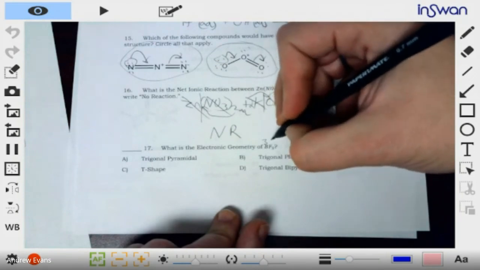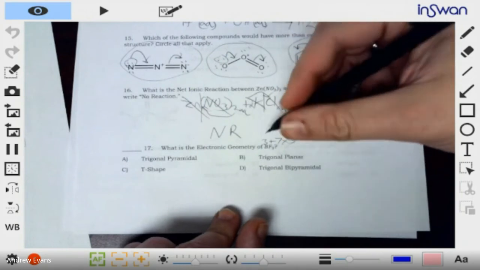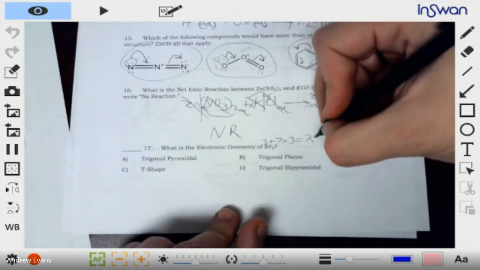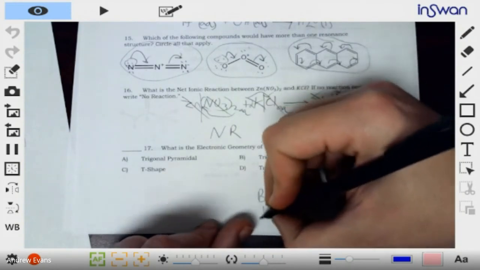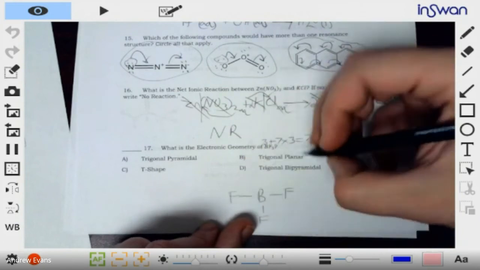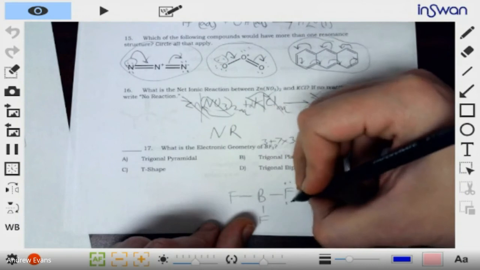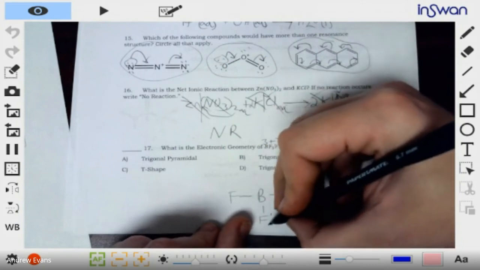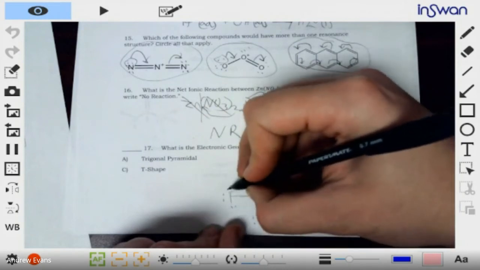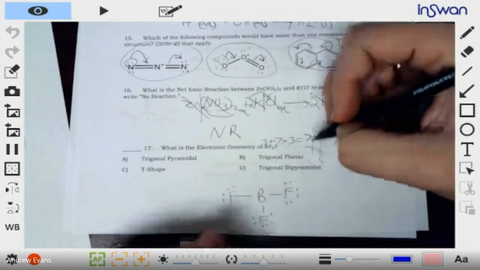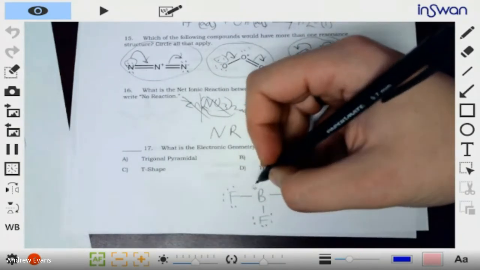What is the electronic geometry of BF3? Boron is 3, group 3. Fluorine is 7. 7 times 3 is 21. We have 24 electrons. B, we put in the center. F, F, F, that's 6. We're down to 18. 2, 4, 6, 8, 10, 12, 14, 16, 18. We're out of electrons. While boron has less than an octet, that is allowed.